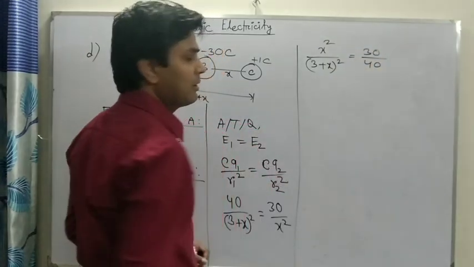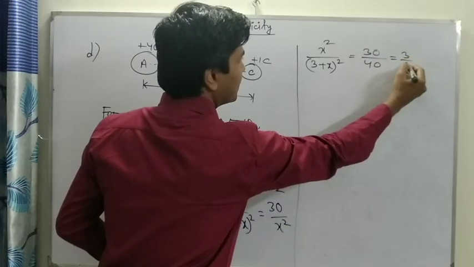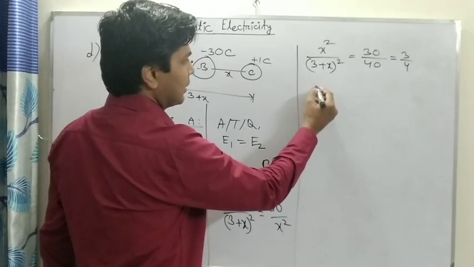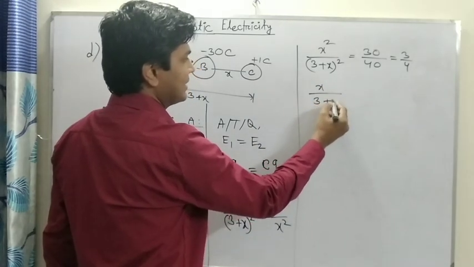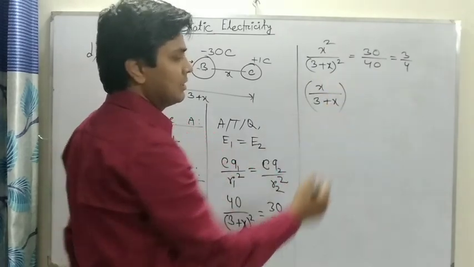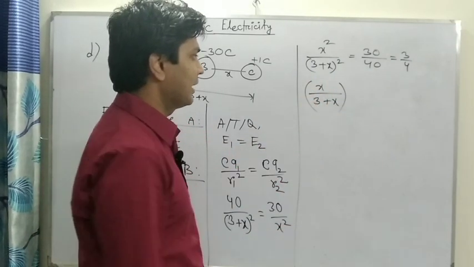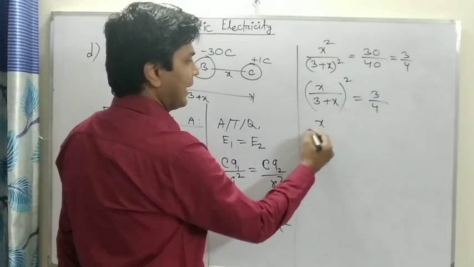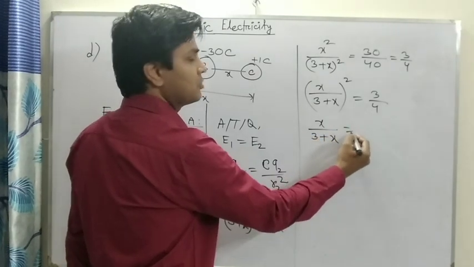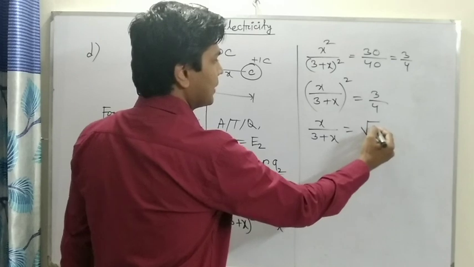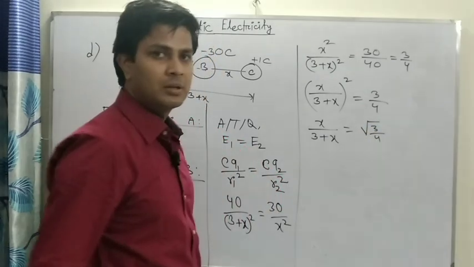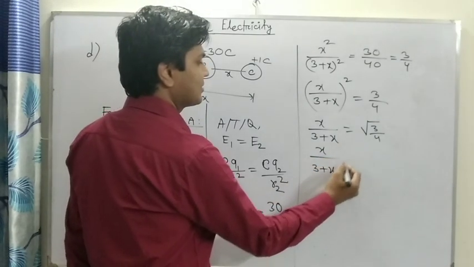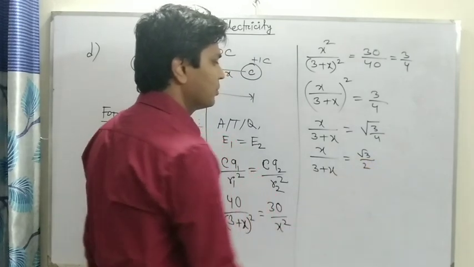40. 30 divided by 40 means 3 by 4. We can write 3 by 4. And now, after taking the square root, we can write x divided by 3 plus x whole square equal to 3 by 4. And again we can write x divided by 3 plus x equal to root over 3 divided by 4. Then we can write x divided by 3 plus x equal to root over 3 divided by 2.